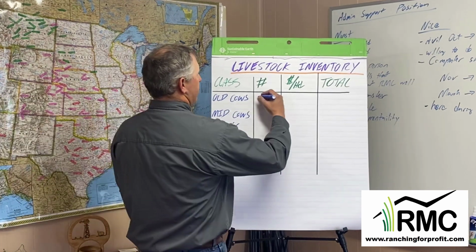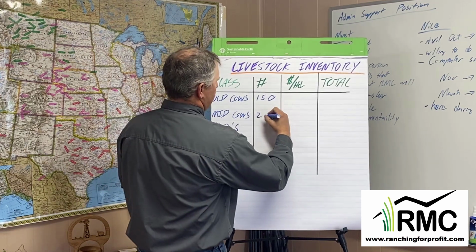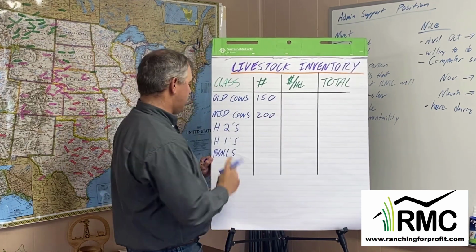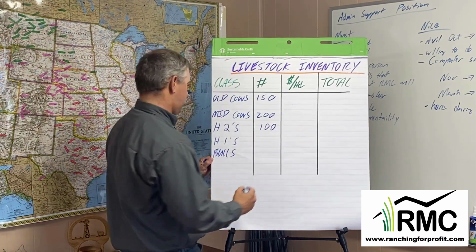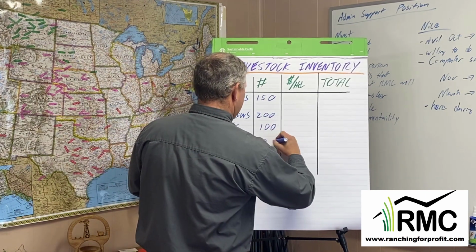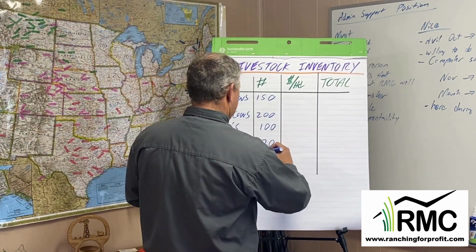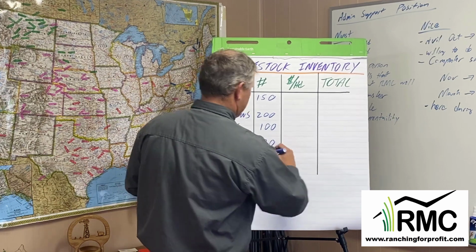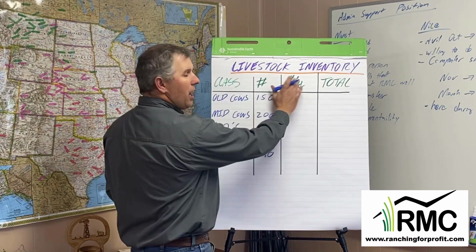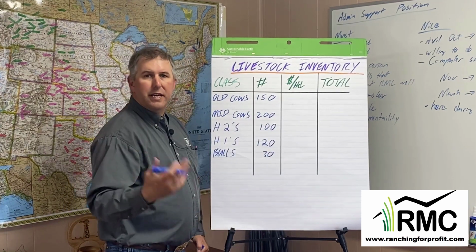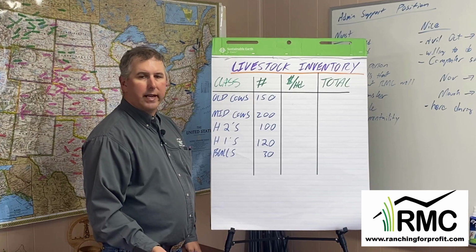Let's say we have 150 old cows, 200 middle-aged cows, 100 H2s, and 120 H1s. And I don't know, to service that, maybe we have 30 bulls. Okay. Now on the next column is dollars per head. Using today's market prices, if we sold these animals, what are we pretty sure we could get?